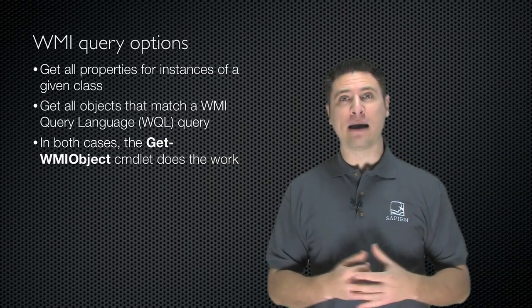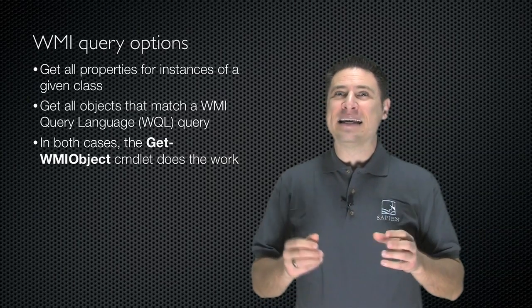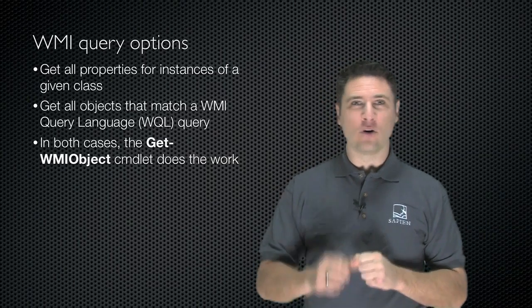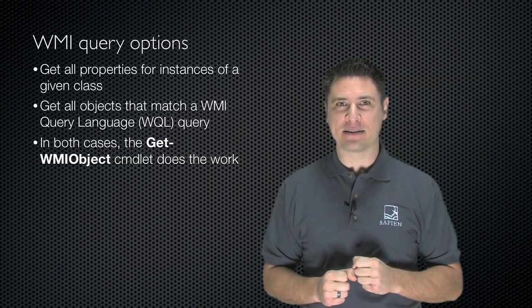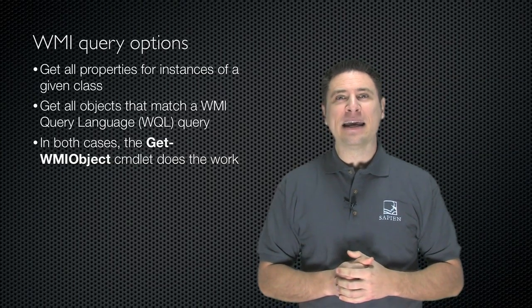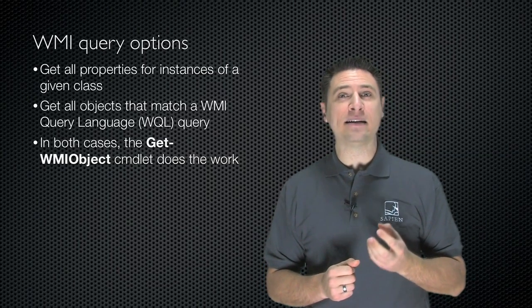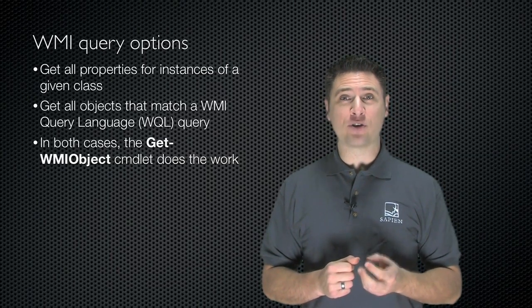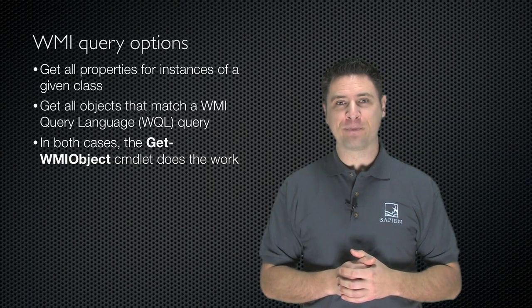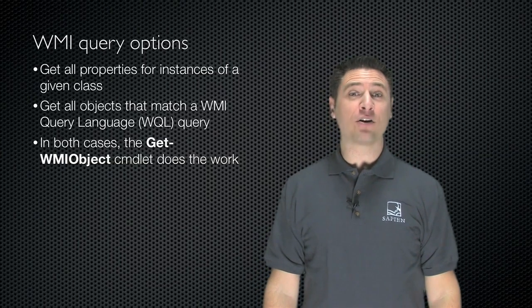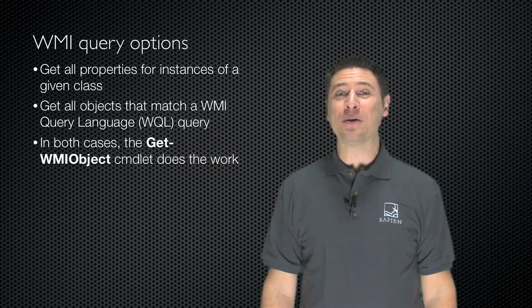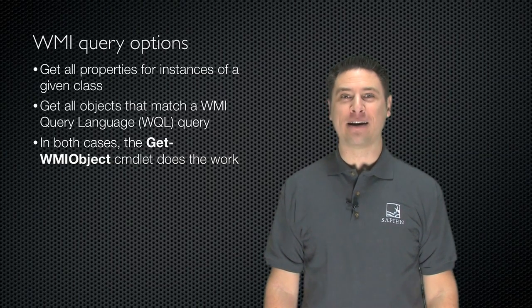There are a couple of options for working with WMI. I call them query options. Option 1 is to get all the properties for all the instances of a given class. Option 2 is to get all the objects that match a particular query written in the WMI query language, or WQL language. In both cases, Windows PowerShell provides a commandlet called Get-WMIObject that's actually going to do the work. Let's take a look at it.